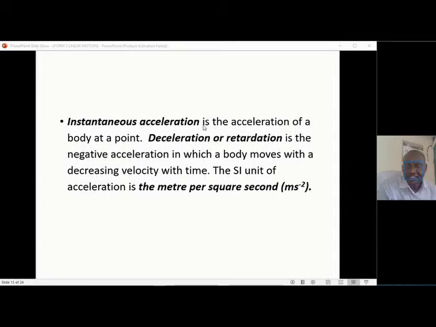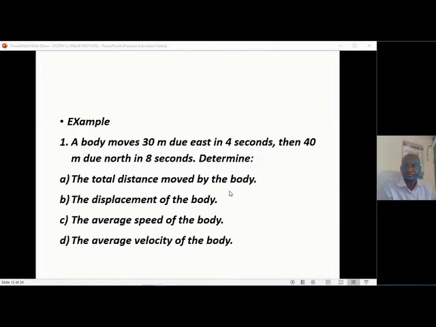Instantaneous acceleration is the acceleration of a particular body at a point. Deceleration or retardation is the negative acceleration in which the body moves with a decreasing velocity with time. The SI unit of acceleration is meter per square second.